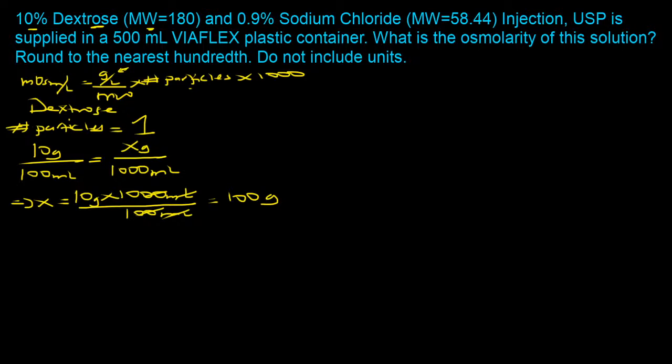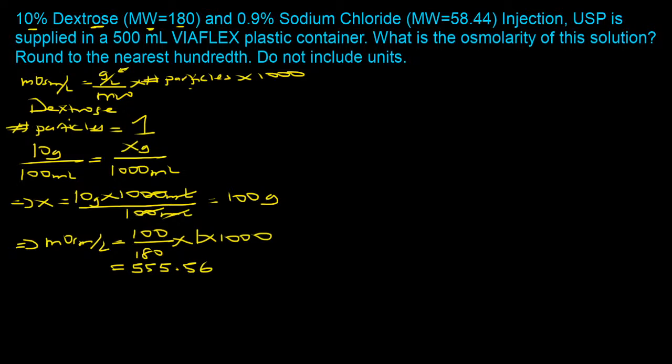So we can go ahead and put in the values in the equation. So milliosmoles per liter is going to be equal to 100 divided by the molecular weight of dextrose, which is 180, times the number of particles, which is 1, times 1000. So if you do the math, you end up with 555.56.